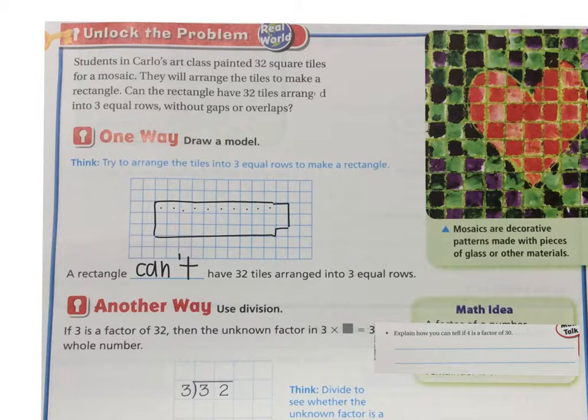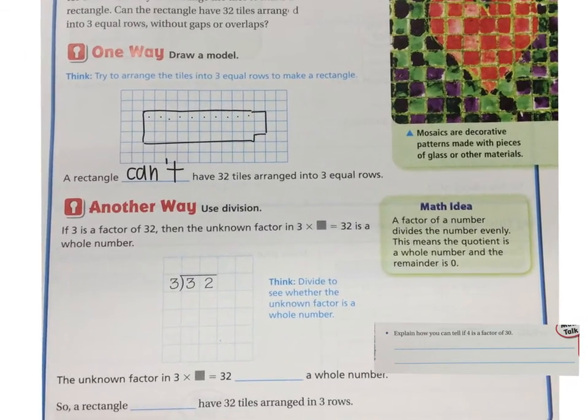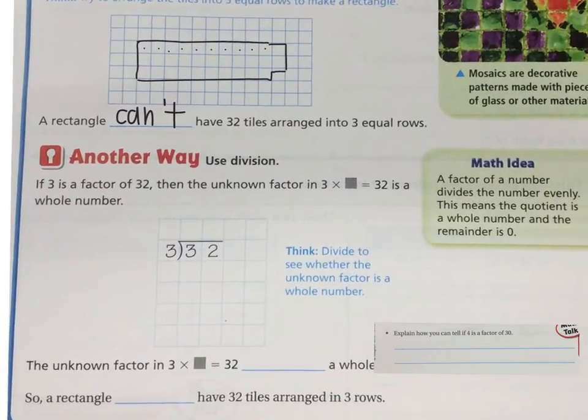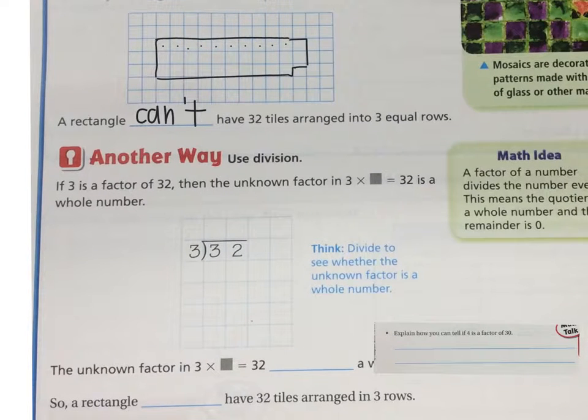So one way you can tell, you should be drawing, where's your picture? One way to tell if 3 is a factor of 32 is by drawing a model. If you can't draw the model, then it's not a factor, okay? Another way is by using division. If 3 is a factor of 32, then we can use math facts. We can divide and say, oh yes, it will work.